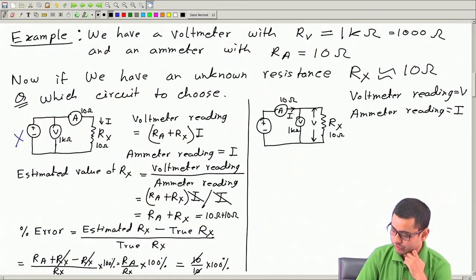And what will be the value of this current? I. So this I will be the same as this current, call it IV, voltmeter current, IV.